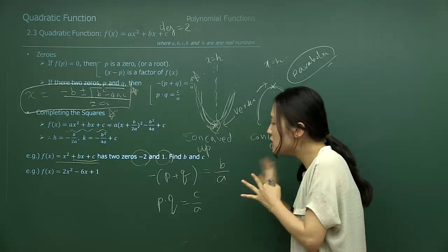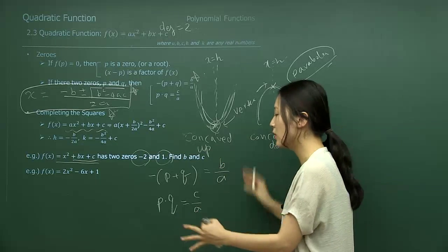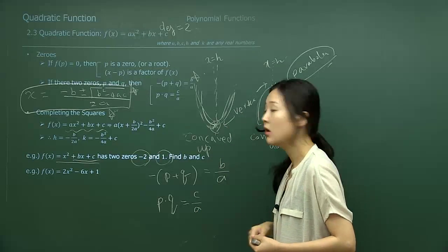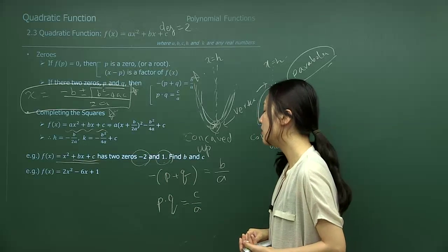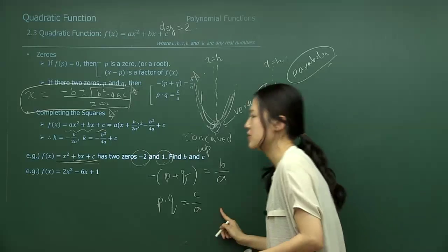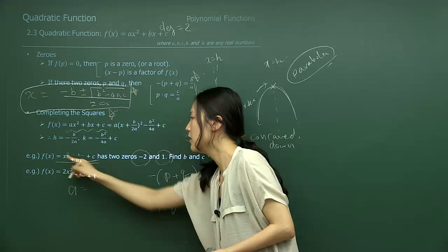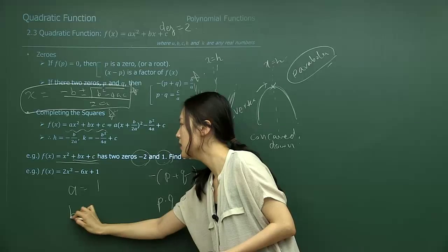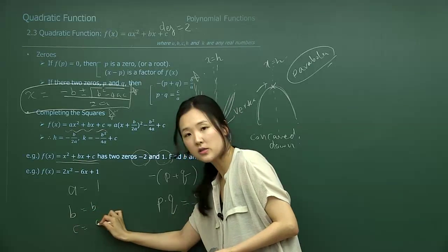So you just need to plug the values into this rule. So what is P? What is Q? -2 and +1 are your P and Q. And what is your A? What is your B? What is your C? Well, A here equals 1, B is B, and C is C, right?